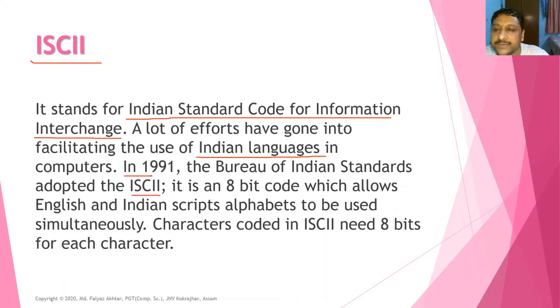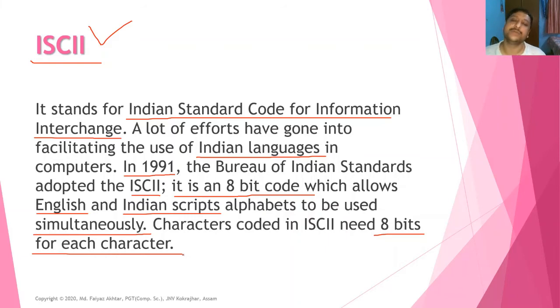When was it adopted? In 1991, and it is an 8-bit code. In ASCII there are 2 versions, ASCII 7 and ASCII 8, but in ISCII there is only one version, the 8-bit code, which allows English and Indian script alphabets to be used simultaneously. Means we can use both English and Indian scripts with this code. Characters coded in ISCII need 8 bits for each character, meaning a total of 8 bits is needed to code each character.